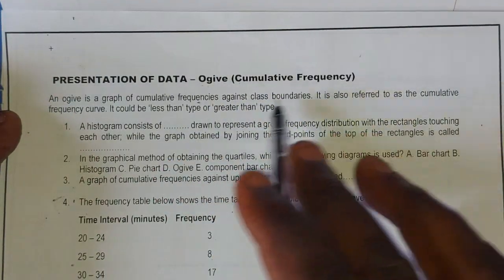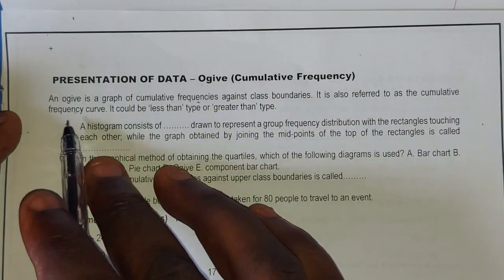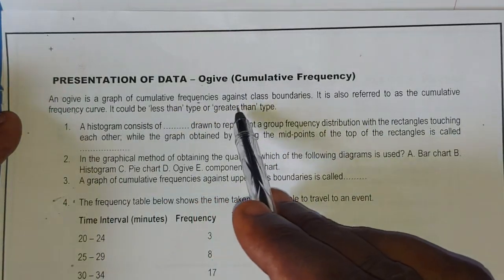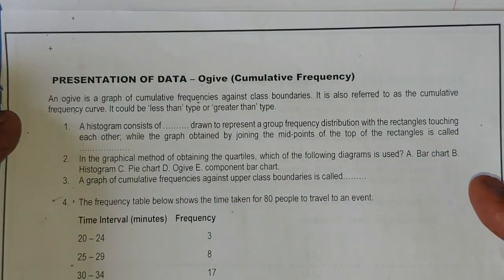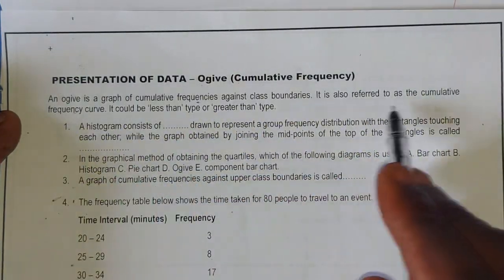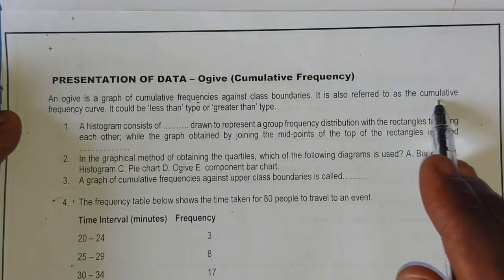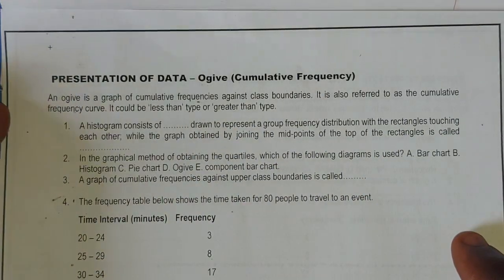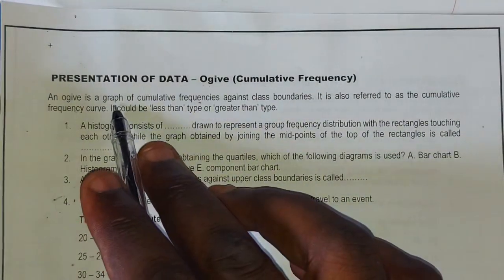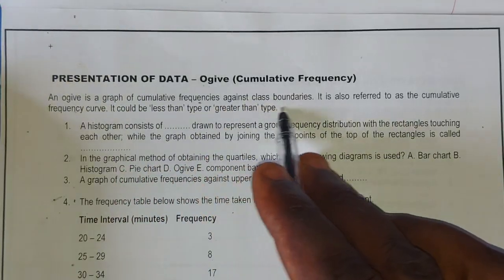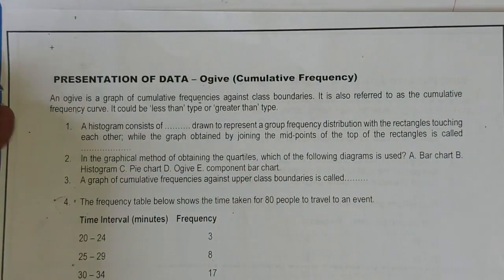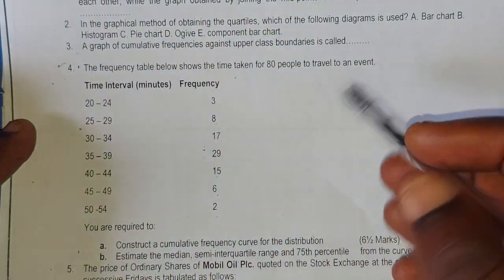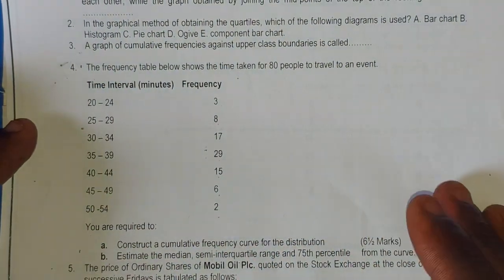What is an Ogive? An Ogive is nothing but a graph of cumulative frequencies against class boundaries. An Ogive is also called a cumulative frequency curve. It is a graph of cumulative frequency against the class boundaries. So I'm going to use this question 4 to demonstrate the concept of an Ogive.